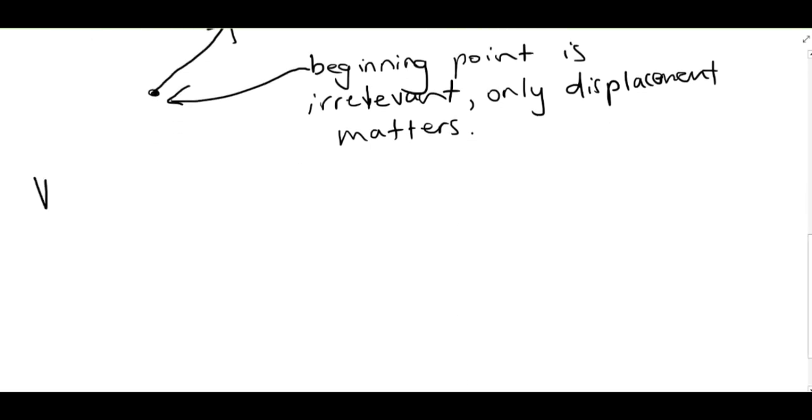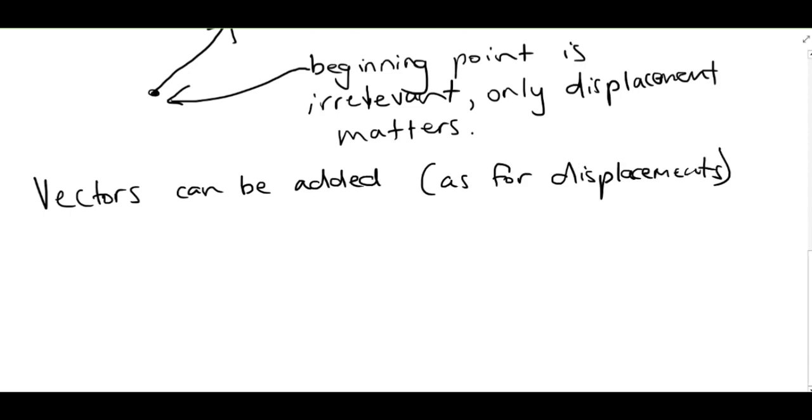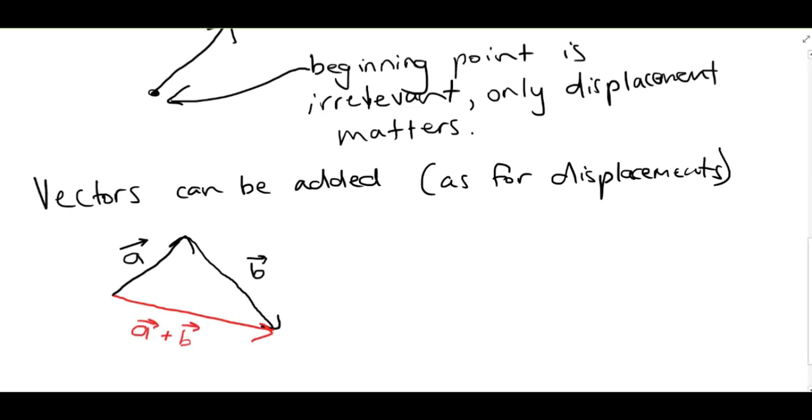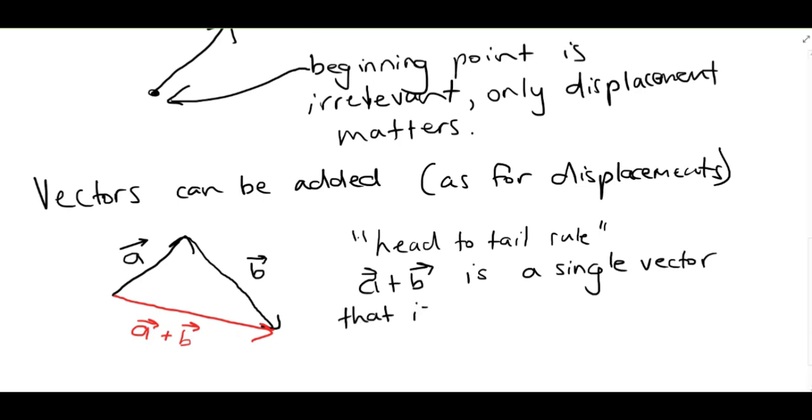Vectors can be added, and in order to add two vectors A as well as B, what you do is you connect the tail of one vector to the head of the other vector. In order to find the sum of these two vectors, A plus B, you draw a vector from the initial position all the way to the final position. So A plus B is a single vector that is equivalent to the effect of A followed by B.